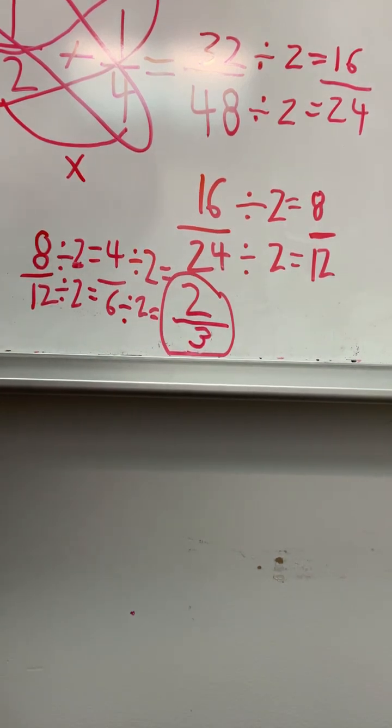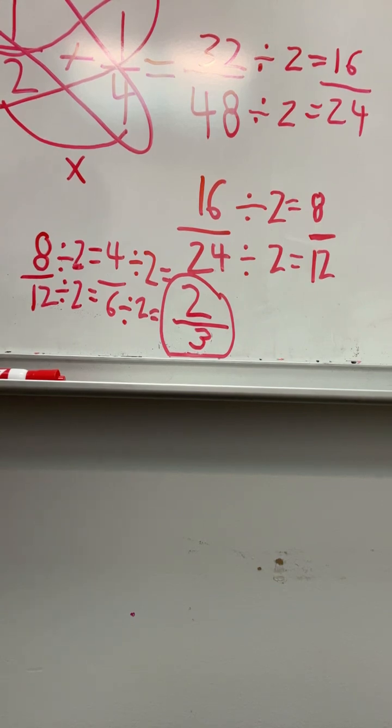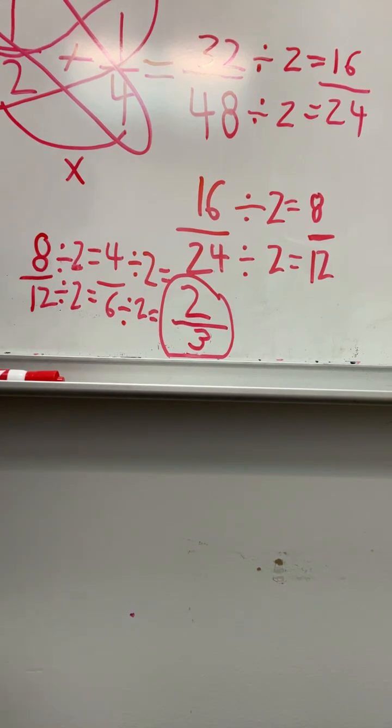I mean 2/3. Correction. 2/3 is our answer in lowest terms. So 11/12 minus 1/4 equals 32/48. If we want to put 32/48 in lowest terms, our answer is 2/3.